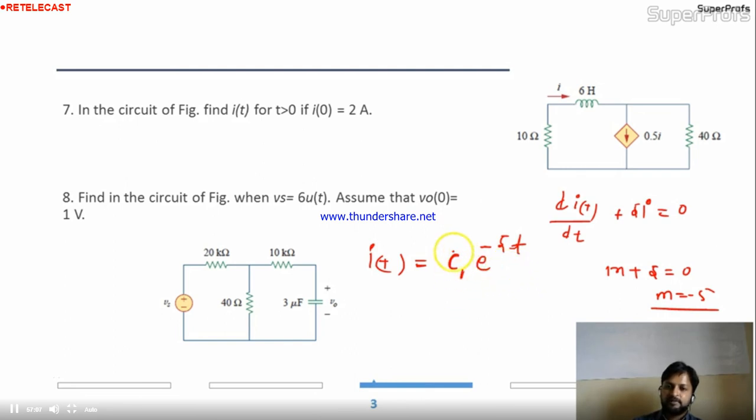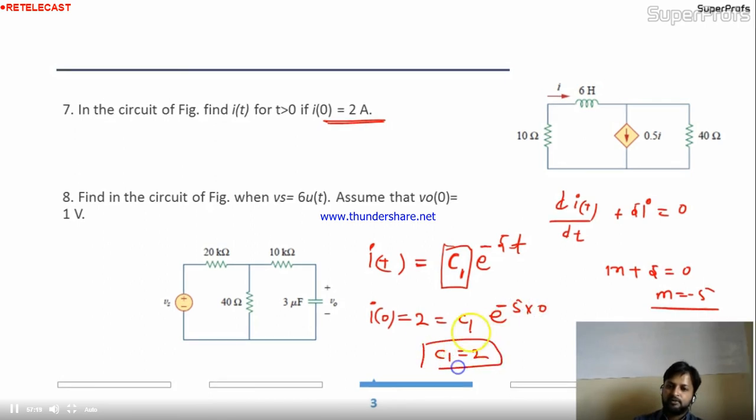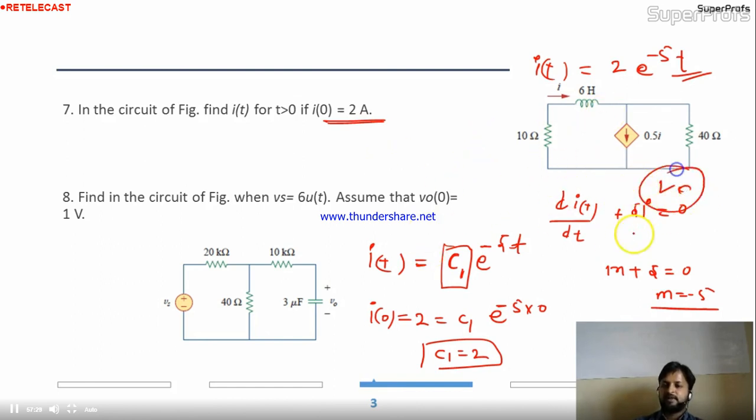Now you have to remove this constant term. Yes, you can remove it by applying the initial condition. I0 is given as 2, so C1 e to the power minus 5 into 0 equals 2. So C1 equals 2. So the current I(t) is 2 e to the power minus 5t. So better go with this rather than the Laplace transform, because in the Laplace it will take time again.